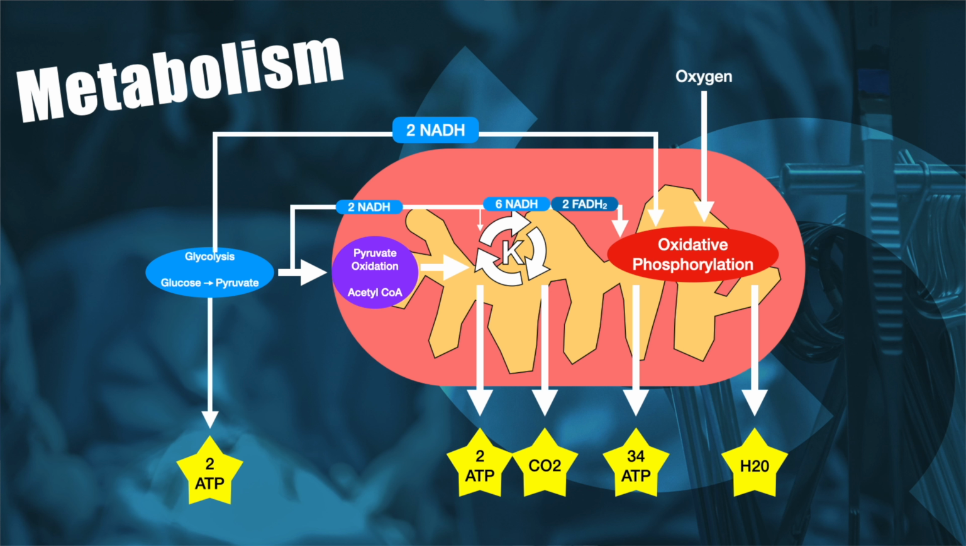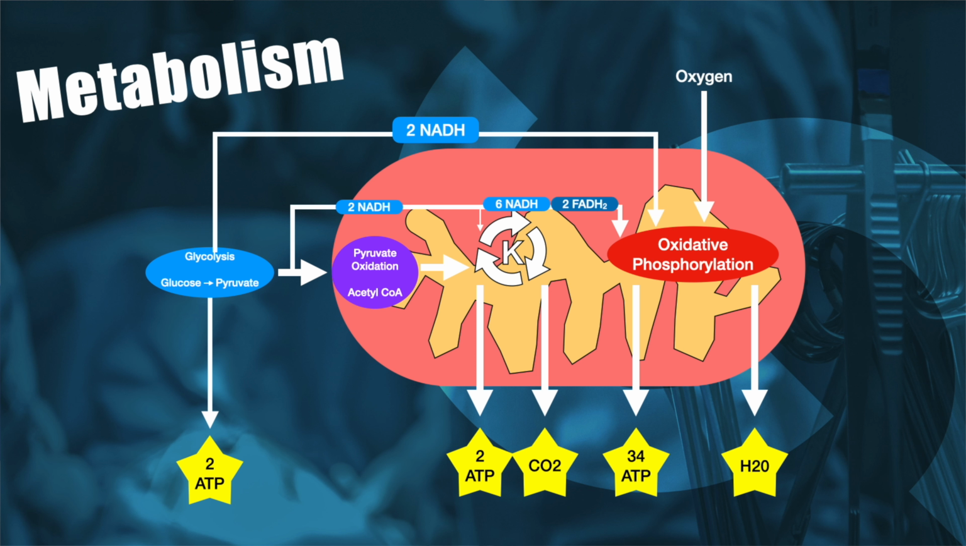So we have glycolysis. That's going to take glucose to pyruvate. That's going to make 2 ATP. We're also going to get 2 NADH from that. And now we're going to get to the mitochondria. So what's happening in the mitochondria?